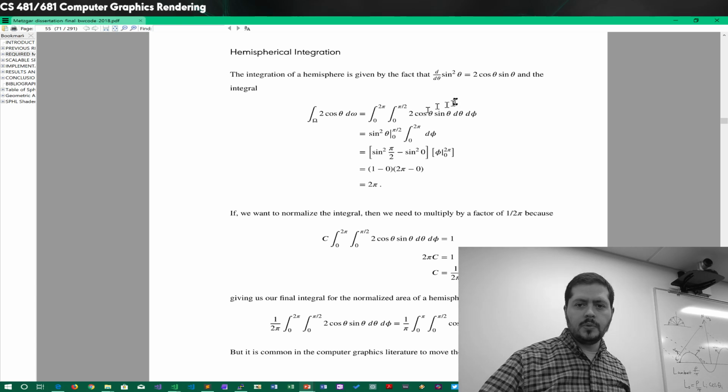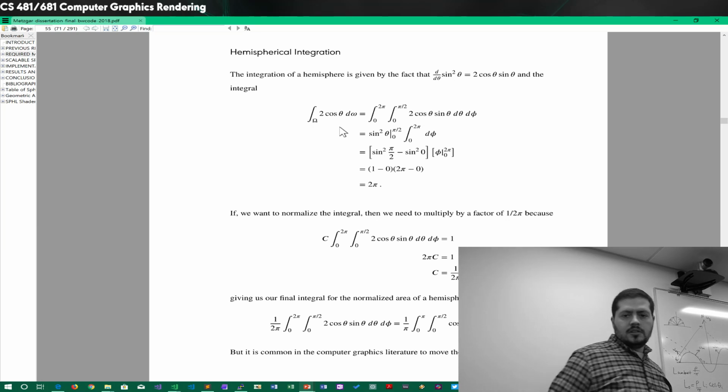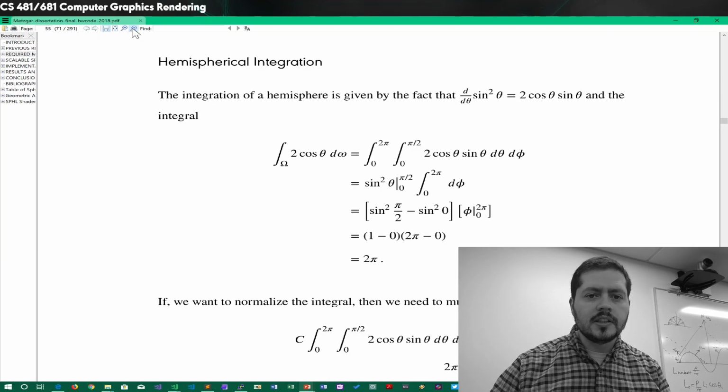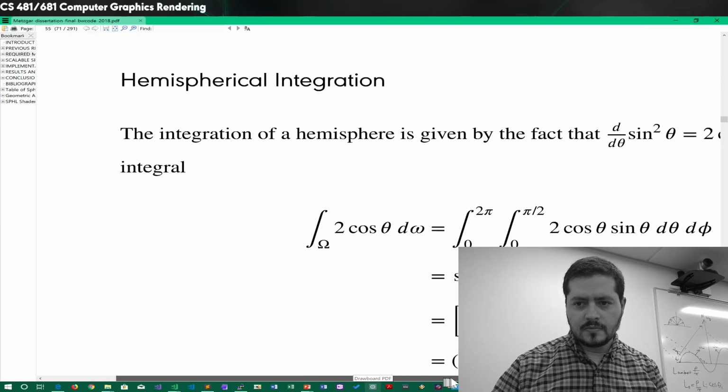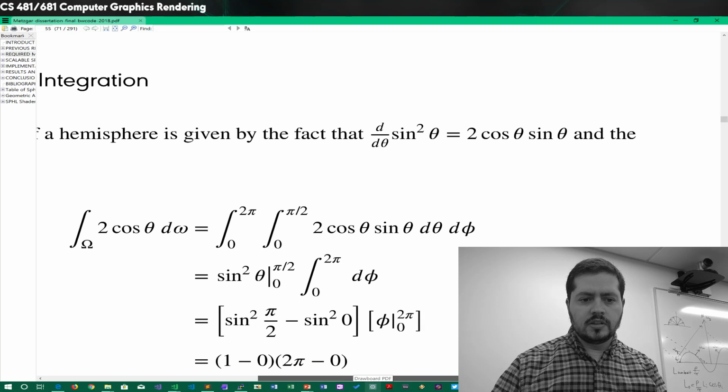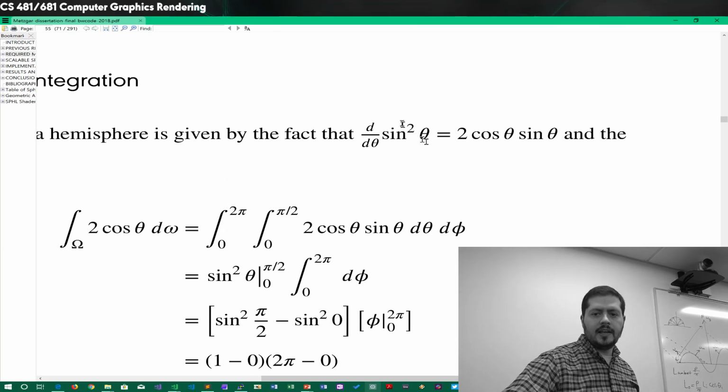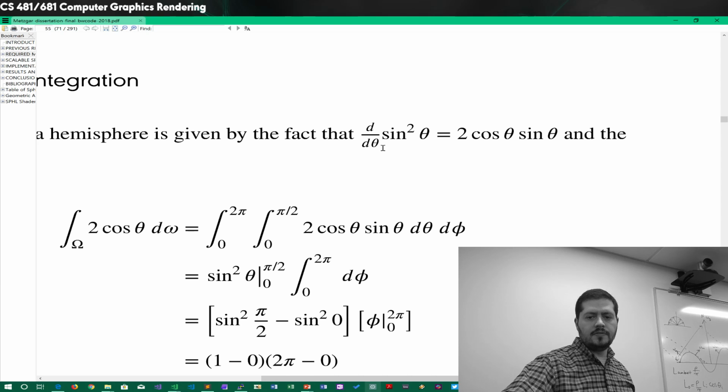Okay, so we want to, let me zoom this up so we can actually see it. There's a little trick that you have to do, and that's that the d theta of sine squared theta equals 2 cosine theta sine theta. So we're going to do the hemisphere, because what we want to do is take this integral over omega, and we're trying to figure out how you actually integrate that.